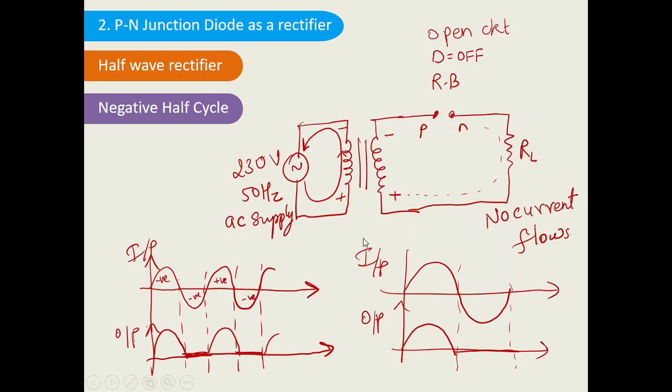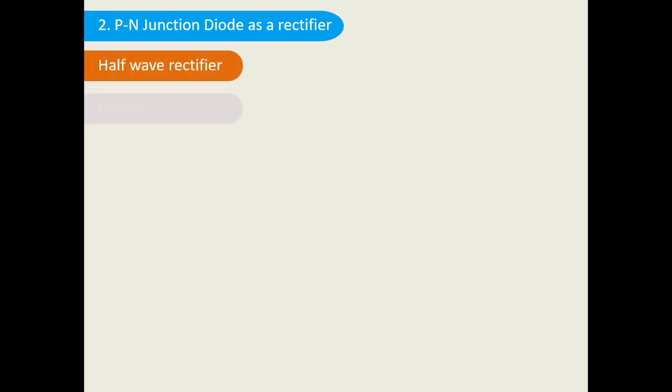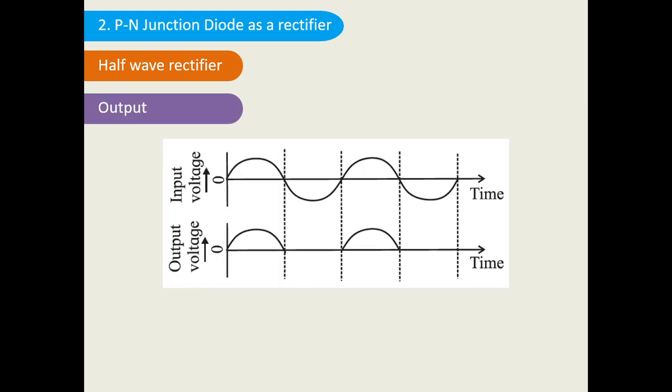So I hope you understood the working of the half wave rectifier circuit. You can watch the videos again if you want, and you have to note things down. What is the output waveform of the half wave rectifier? This is the output waveform. In this case, this is the positive half cycle, and in this case, the negative half cycle. Again the positive half cycle, then the negative half cycle. In the positive half cycle the diode is on, that means it is the forward bias case, and in the negative half cycle the diode is off, that means it is the reverse bias case.